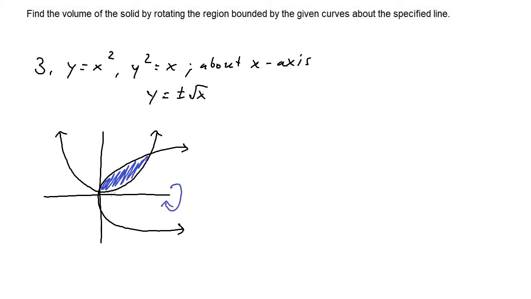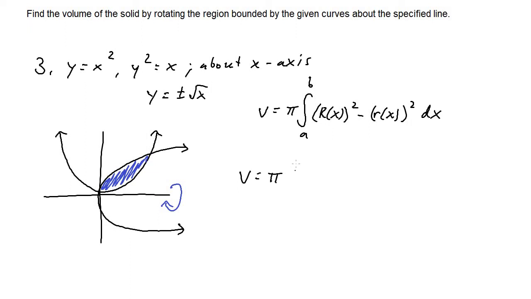Now realize that there is space in between the axis of rotation and the region. So when we rotate this region, the solid that we create is going to have a hole in it, so we have to use the washer method. Once again, the formula for the washer method: volume equals pi times the integral from a to b of the outer curve squared minus the inner curve squared times dx. Because we are rotating around the x-axis, a horizontal axis, we have to put everything in terms of x, so this is the correct formula to use. So volume is going to equal pi times the integral.